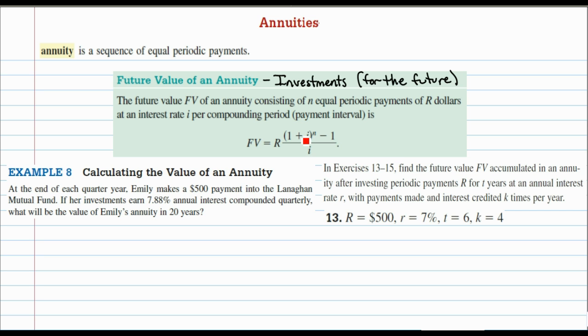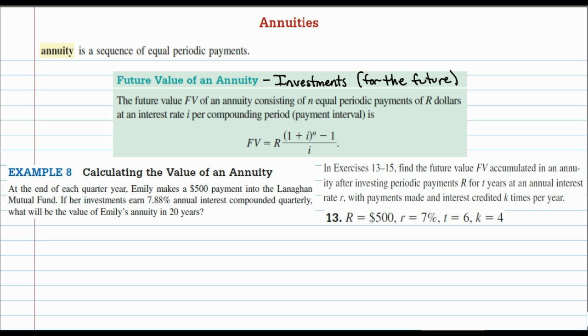So let's look at example 8. At the end of each quarter year, Emily makes a $500 payment into the Lanigan Mutual Fund. If her investments earn 7.88% annual interest compounded quarterly, what will be the value of Emily's annuity in 20 years?